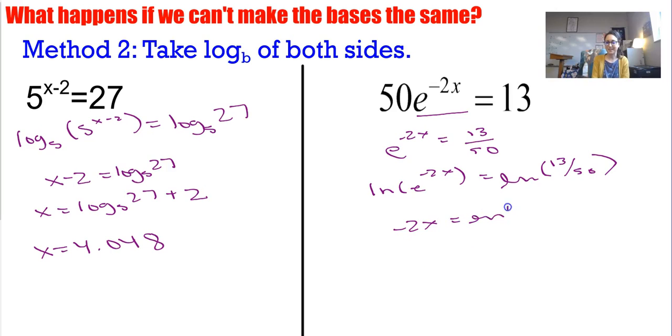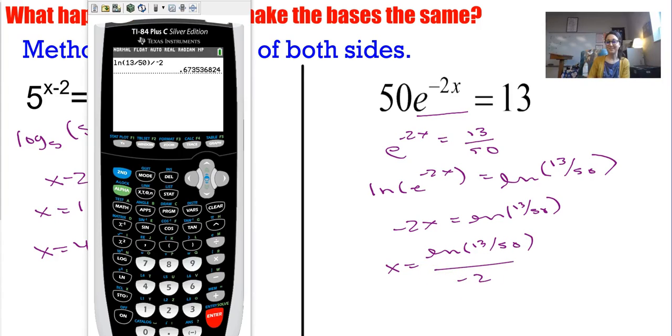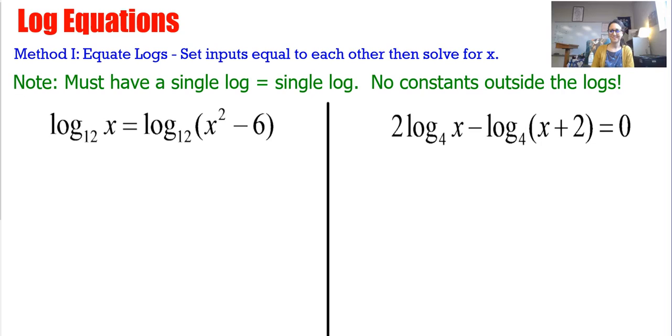On the right, I have ln of 13 over 50, which I can type into the calculator. So x will be ln of 13 over 50 divided by negative 2. And if you want that as a decimal, we get 0.674. And place another pause on your screen. Go ahead and copy the 2 examples I have.